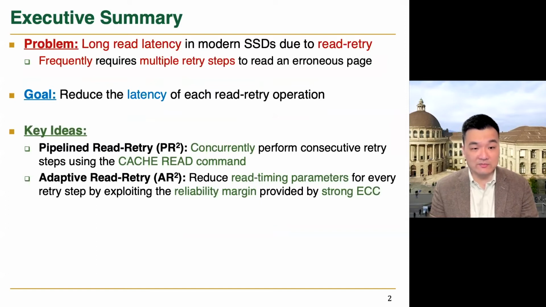First, we introduce a pipelined read-retry, PR2 in short, that concurrently performs consecutive retry steps using the advanced cache read command. Second, we introduce adaptive read-retry, AR2 in short, that reduces the read timing parameters for every retry step by exploiting the reliability margin provided by strong error-correcting codes.